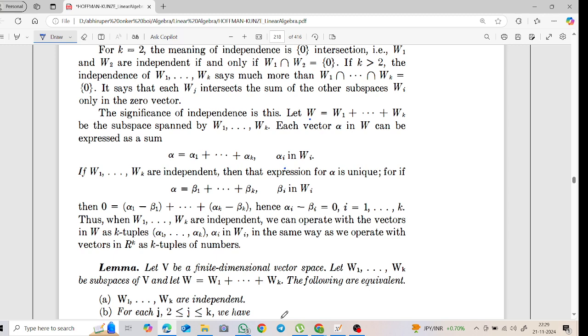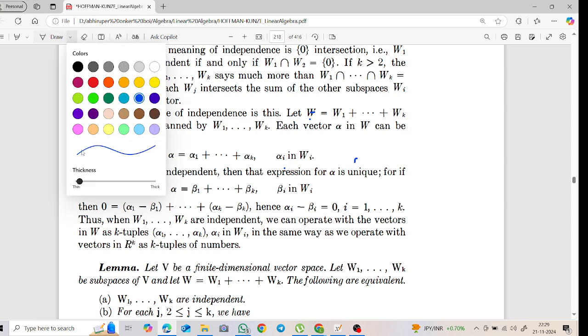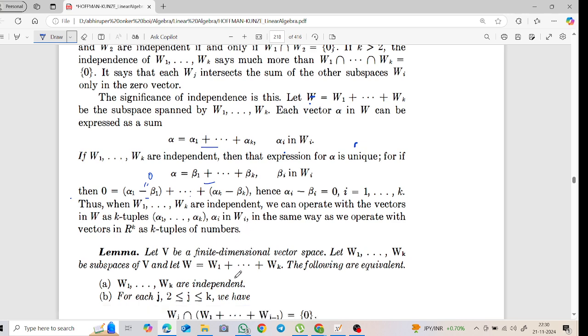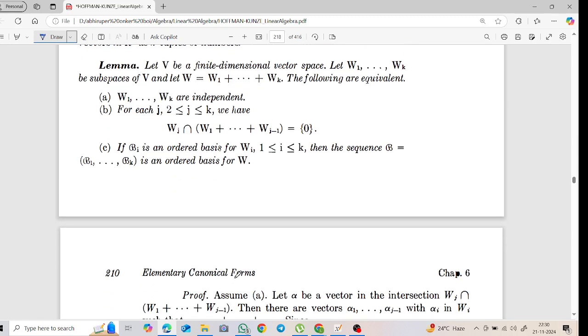Alpha has a unique representation with respect to independent subspaces, because if alpha is in this sum and alpha has two representations, one is the summation of alpha I, another is the summation of beta I, then you can see that this difference is 0 and hence these individual terms are 0. Okay. So these are some immediate observations.